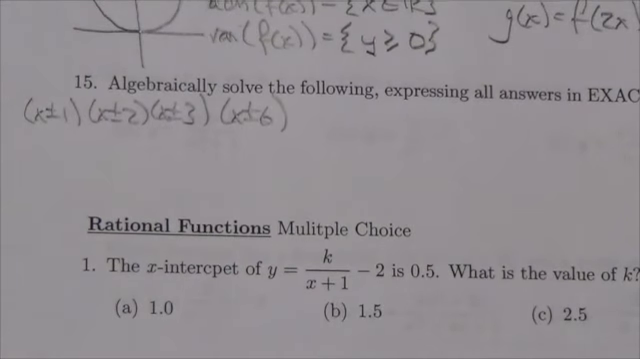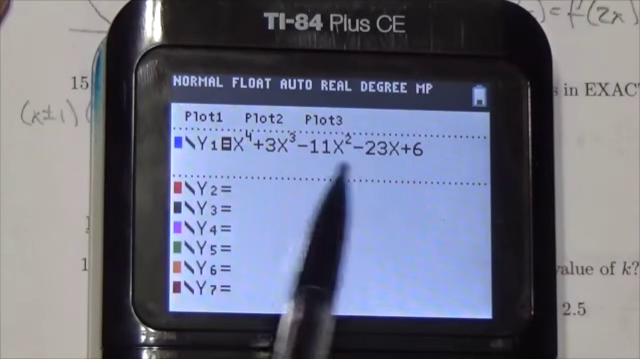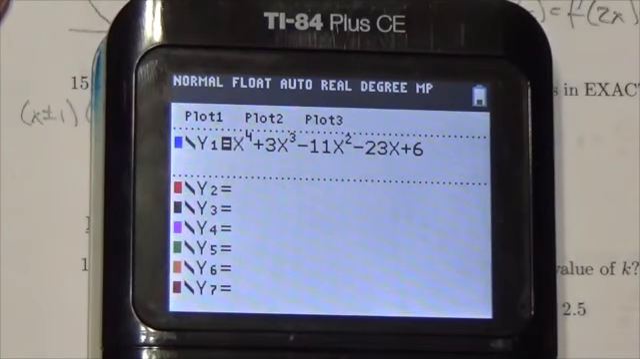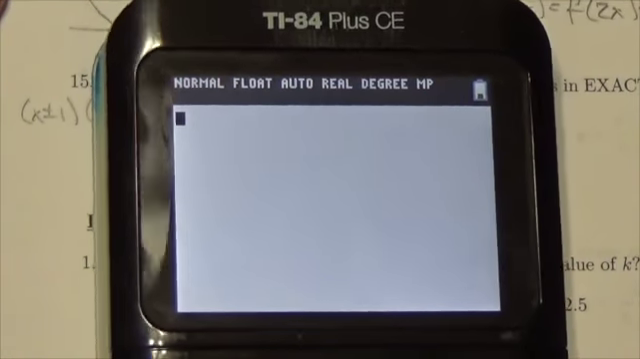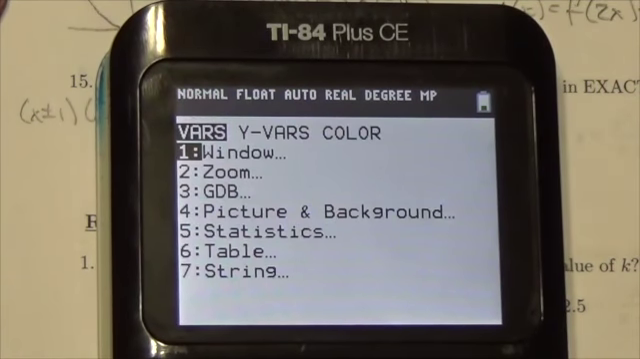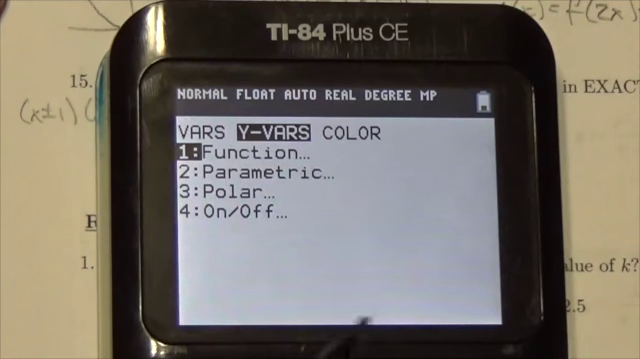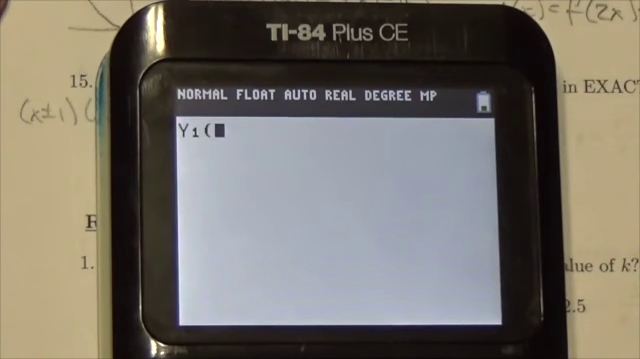Now, to expedite this, I've plugged the equation into my calculator. So now I'm going to quit. Whoops, sorry, I turned it off. I just meant to quit. What I'm going to do here is use the function notation feature. So Vars over to Y-Vars, and I'm going to choose the function option. I'll press enter, and I put the equation in Y1. And so now I'm going to just enter it in.